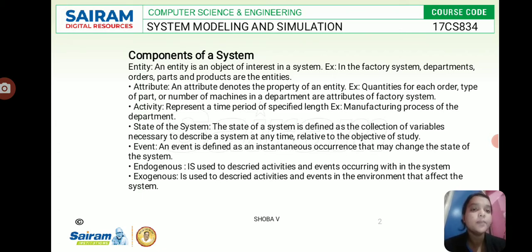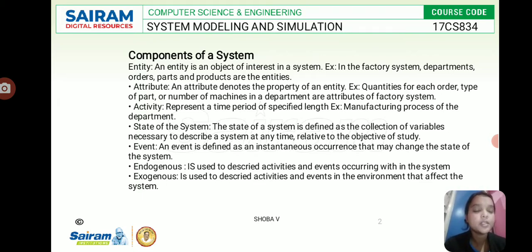Activity represents a time period of specified length. For example, the manufacturing process of the department. We can also say the inter-arrival time of the customers and the service time given by the server to the customer is a good example of an activity. So here they have given a time period of specified length, for example, the manufacturing process of the department.